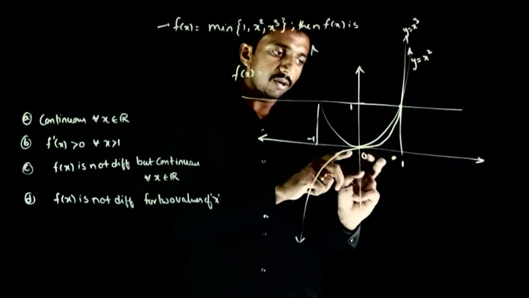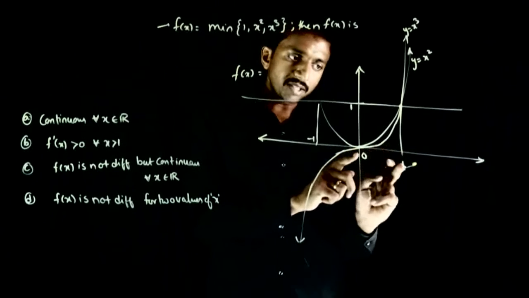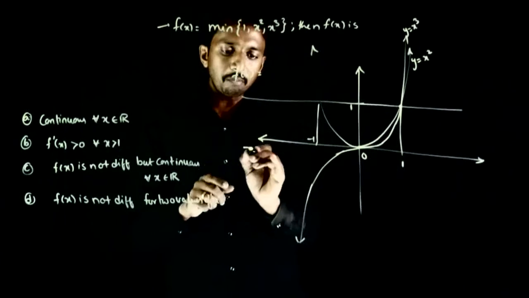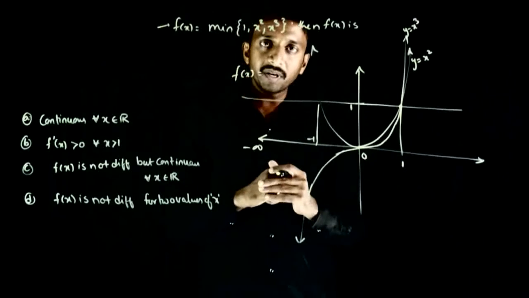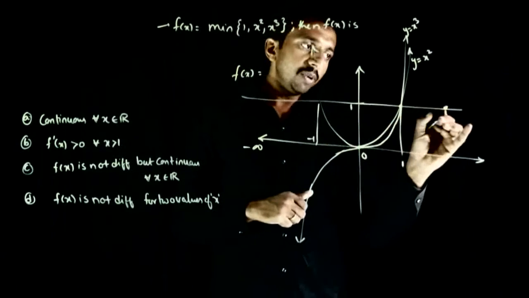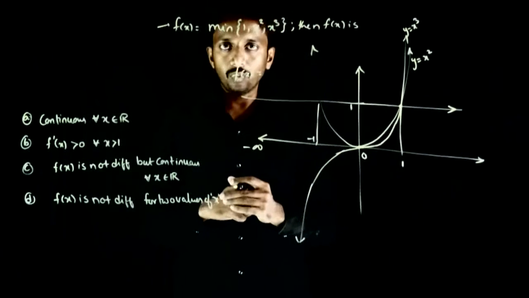And आप देख सकते हैं 0 और 1 के बीच में भी y is equal to x cube is the lower graph. So y is equal to x cube आपको माइनस इन्फिनिटी से लेके 1 तक काम करेगा. And after 1, what is the minimum graph? The minimum graph is y is equal to 1.